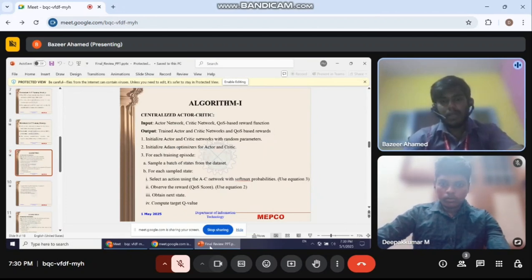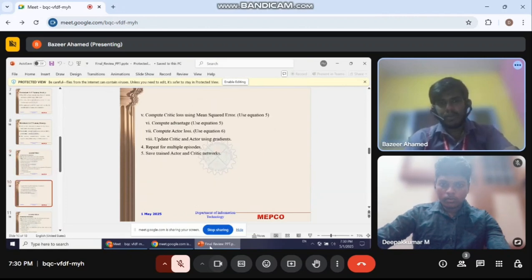Here we run epochs up to a maximum of 400, 150, or 300. The sample data is sent to the RSU and the enhanced QoS reward will be the output of the algorithm. We use equations like mean squared error, compute the advantage, and also calculate the actor loss depending upon the QoS reward calculated. Once the model is generated, we save the model and update it for every training and performance.